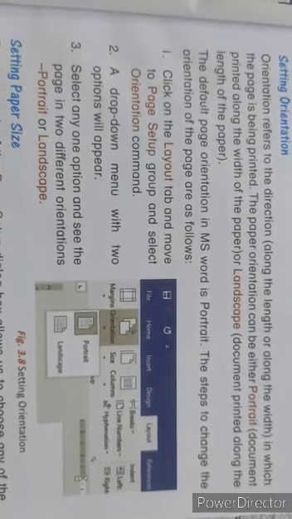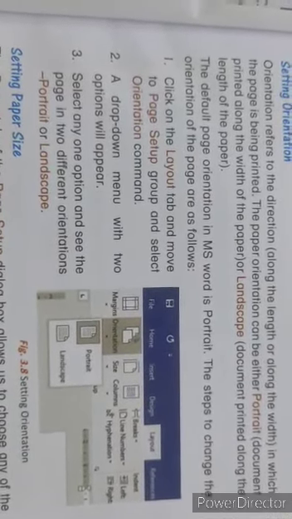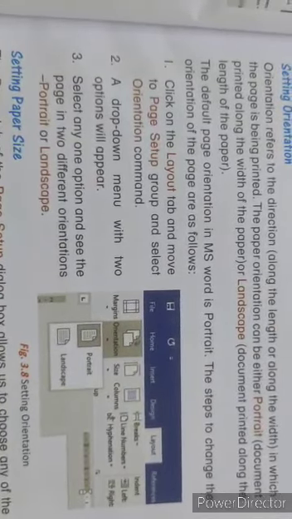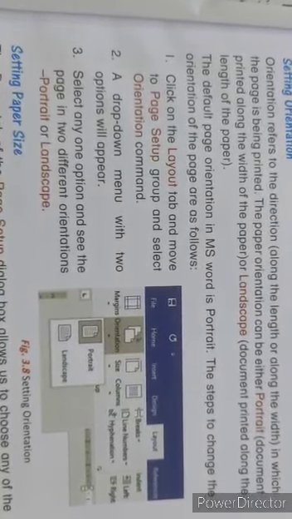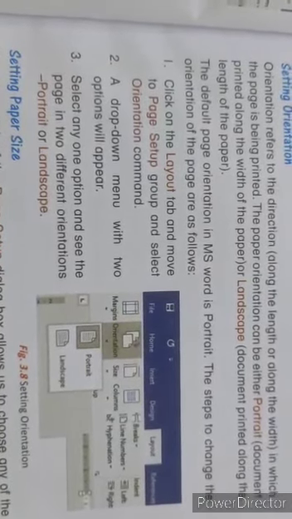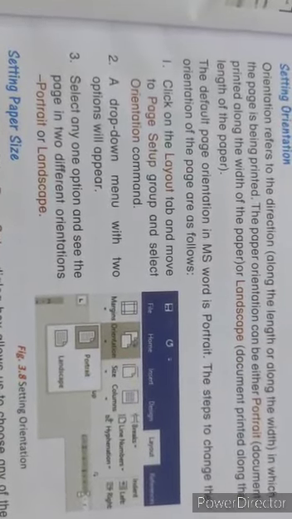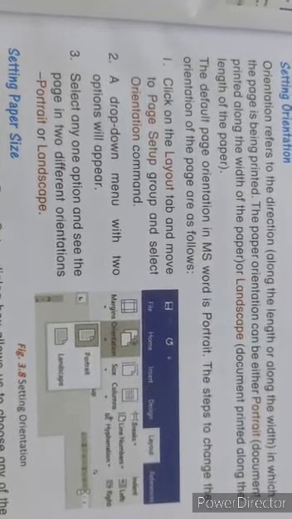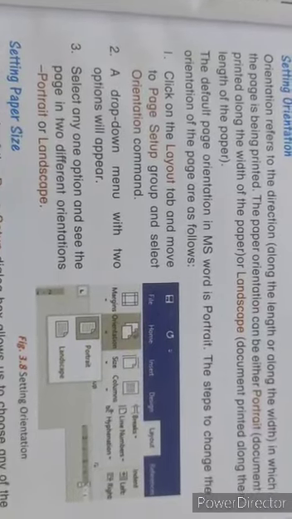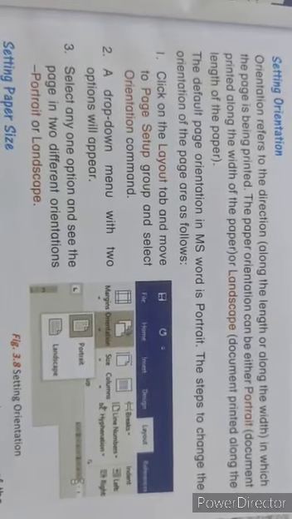Orientation refers to the direction along the length or along the width in which the page is printed. The paper orientation can be either portrait, document printed along the width of the paper, or landscape, document printed along the length of the paper. These three lines are very important, so please underline them. Direction means the length and the width in which the page is being printed, and the paper orientation can be either portrait or landscape.